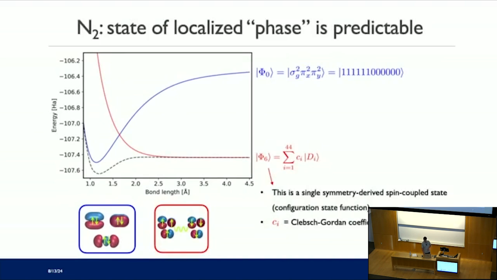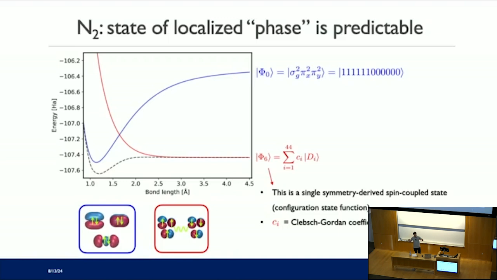It turns out that if you look at the other extreme, this kind of strongly correlated regime, the state looks much more complicated. So in this case, it's a linear combination of 44 Slater determinants. But it's actually very predictable, because the reason why this strong correlation happens is just symmetry. You have symmetry between the left and right, and all the orbitals become degenerate.